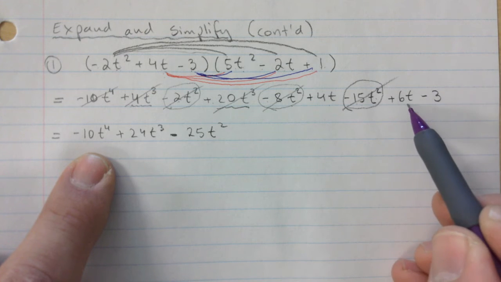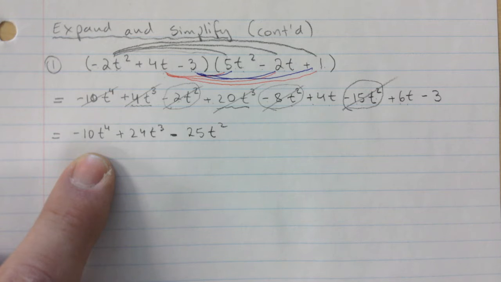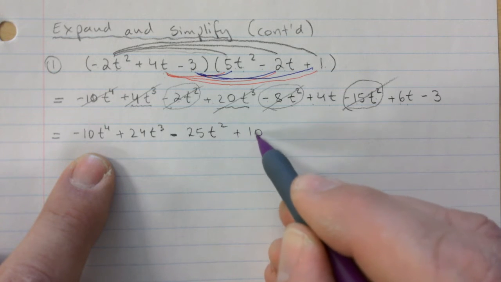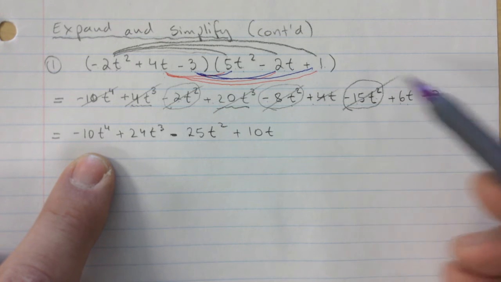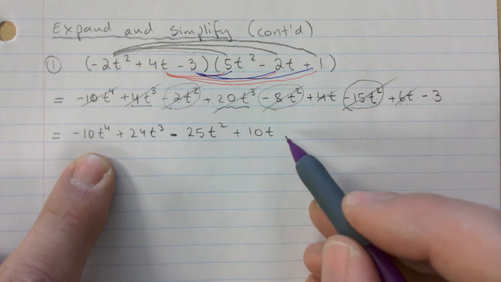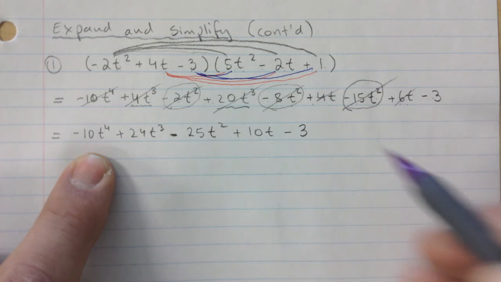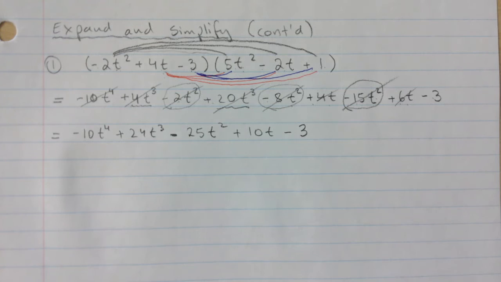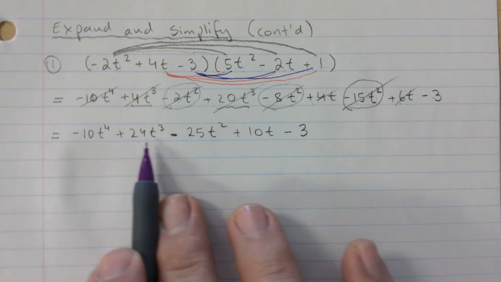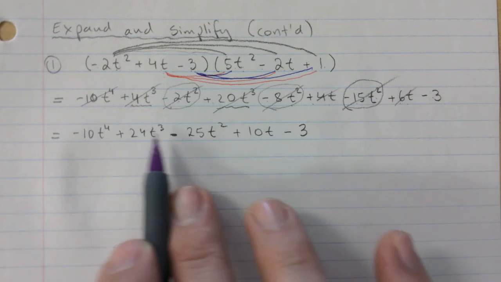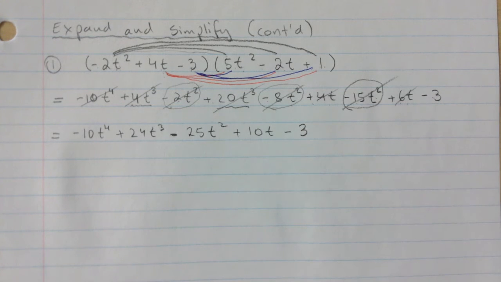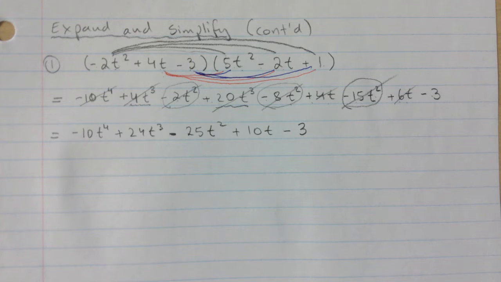4t and another 6t, they're both positive. You add them up, you end up with positive 10t. Got rid of those. And you have a constant at the end there, and it's cleaned up there. That's your final answer. And I have them in descending order, right? The exponents. And there you go.